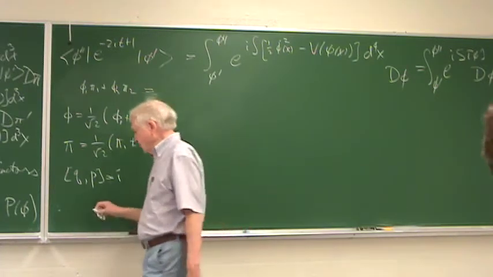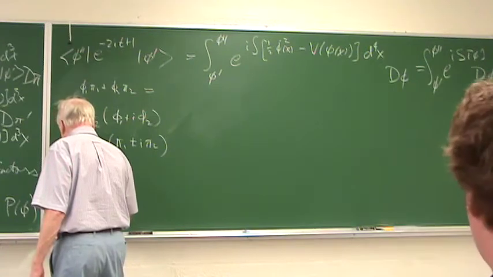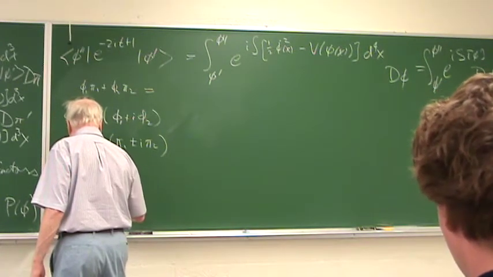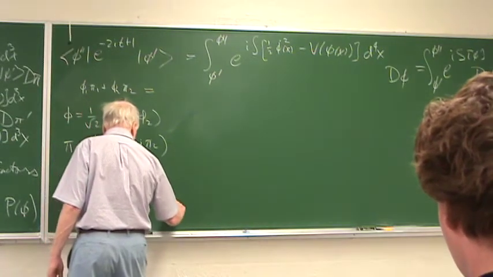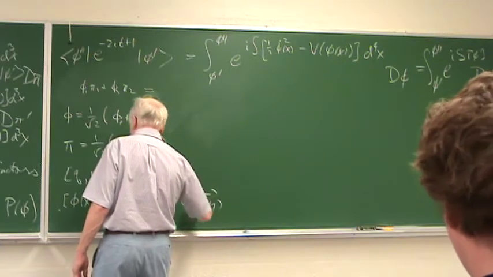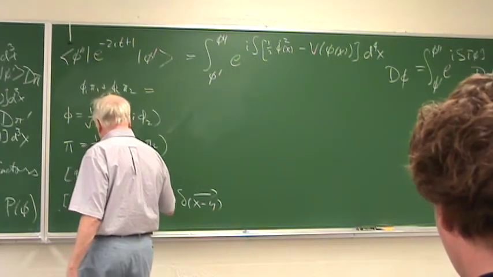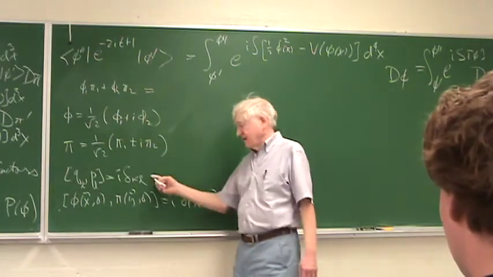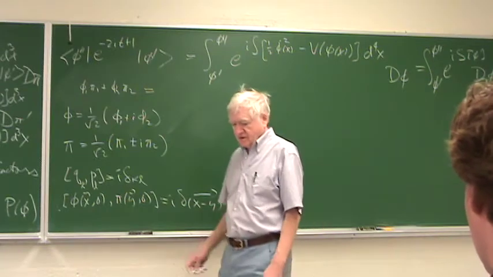I see. All right. So then we go from that to phi of x, let us say, at 0, pi of y at 0. That commutator is i delta of x minus y. And what I should have said here is that the commutator of q_k and p_l is i delta_kl. Okay, the analog of this is this. And that's what we're talking about here.